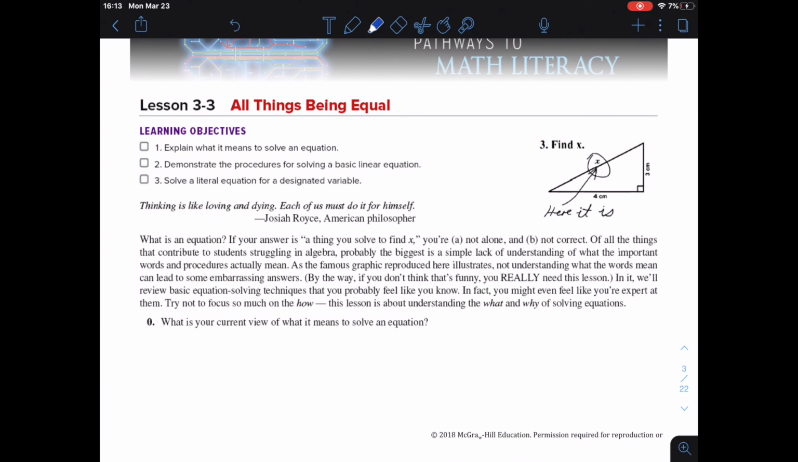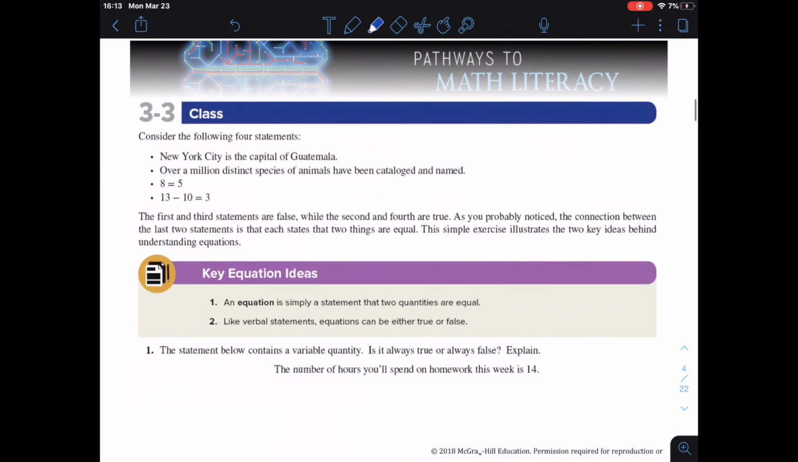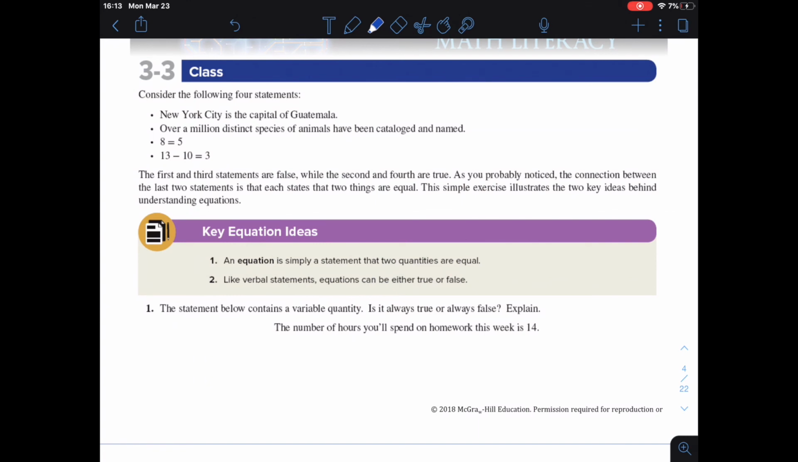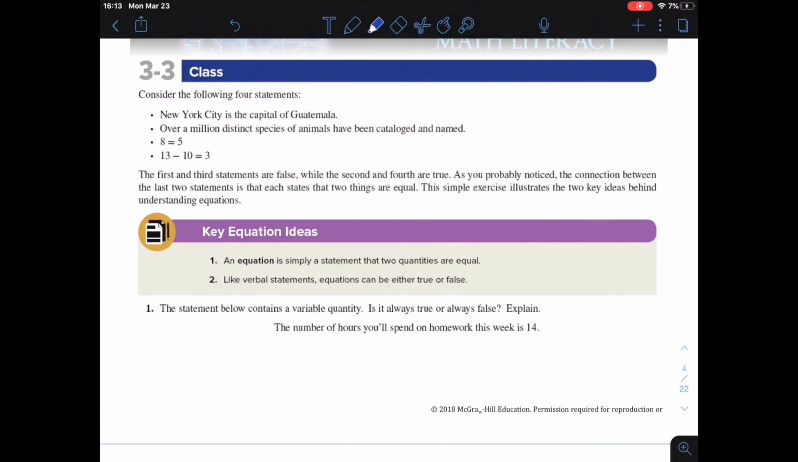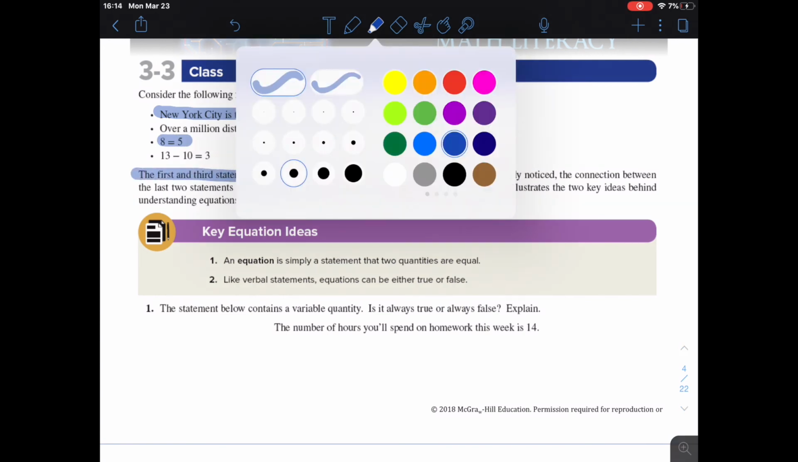So we're going to utilize this to help us solve equations. We've dealt a little bit with setting up equations and evaluating equations, but we want to come up with some tools to help us solve them. The first thing we're going to look at together is a key idea: what's the difference between an equation and just a statement. You can make statements in your everyday life, like this one, New York City is the capital of Guatemala, and 8 equals 5. They're statements, but they're going to be false.